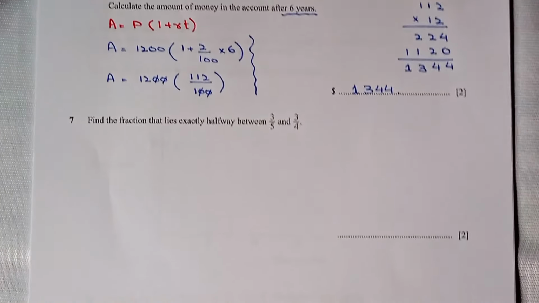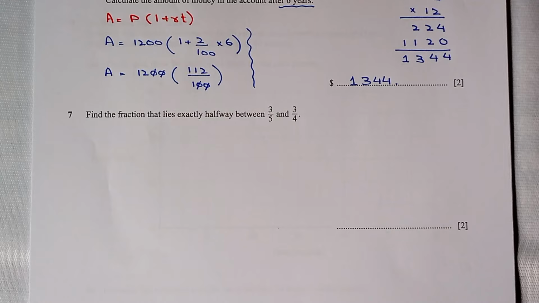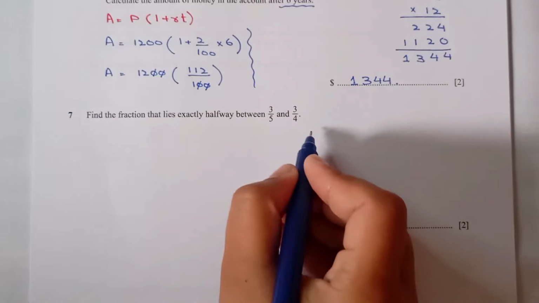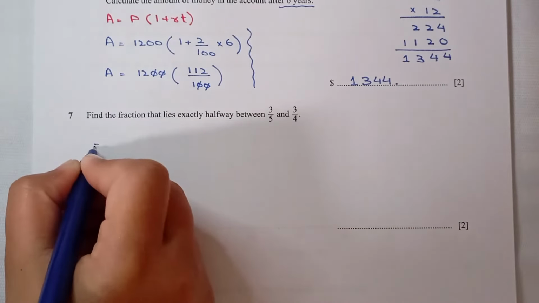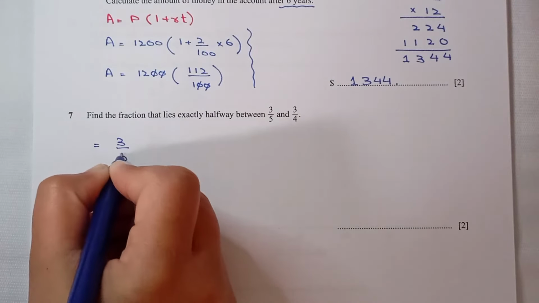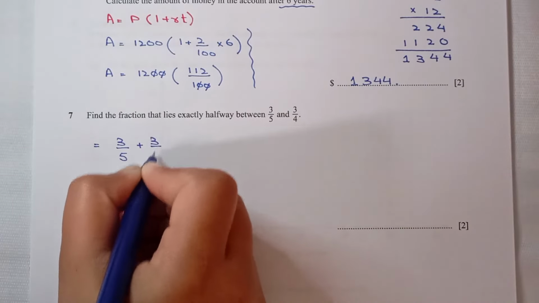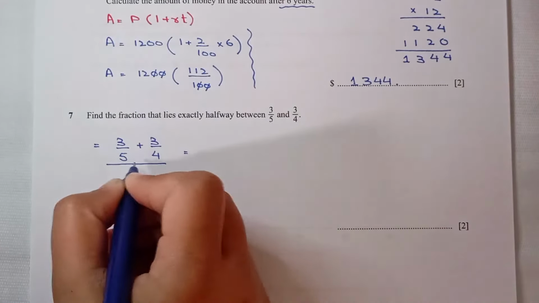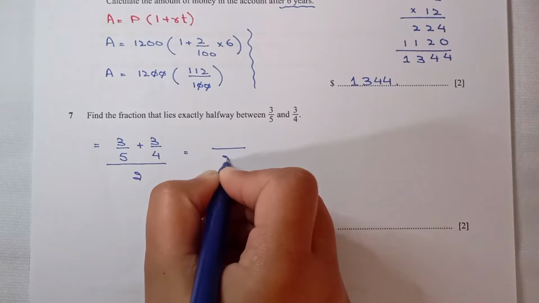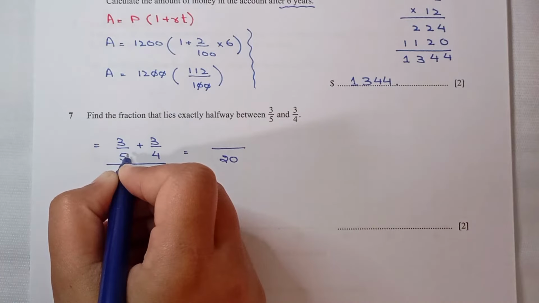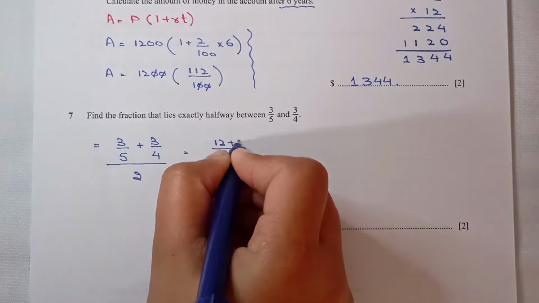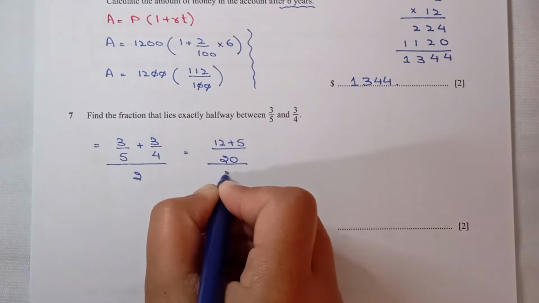Now for question number 7, find the fraction that lies exactly halfway between 3 by 5 and 3 by 4. Exactly the half. It means we need to do 3 by 5 plus 3 by 4 and dividing by 2. Right? So the LCM would be 20 and then cross multiply. We have 3 times 4 is 12, 3 times 5 is 15, and whole dividing by 2.